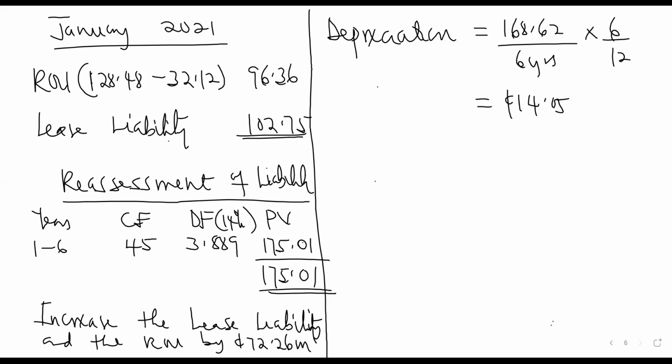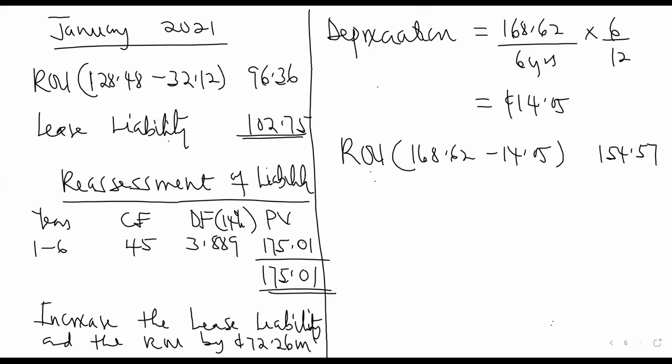So the sub-leasing will be for only 6 months. Let's look at the right of use at the date of the sub-leasing. That will give us 168.62 minus 14.05. What are we having? 154.57.